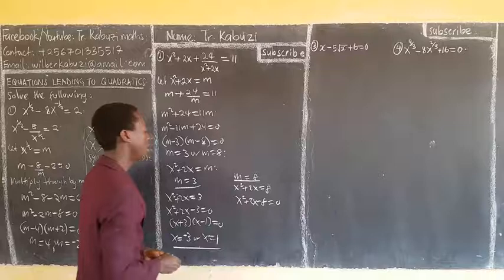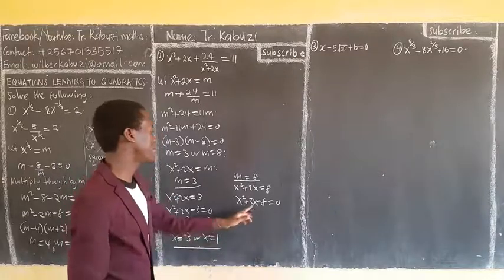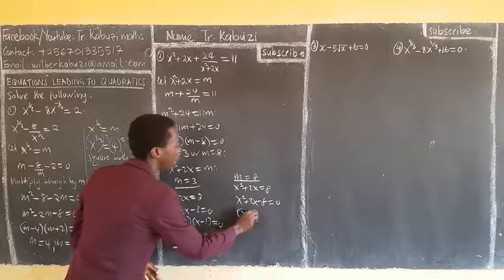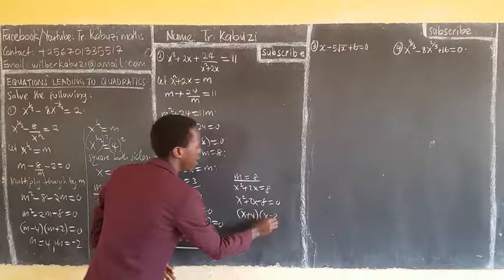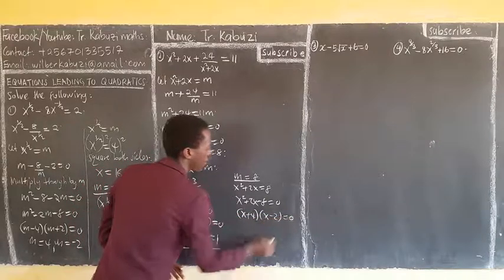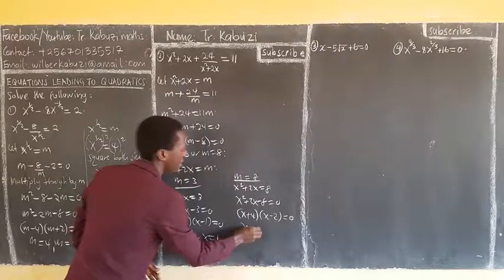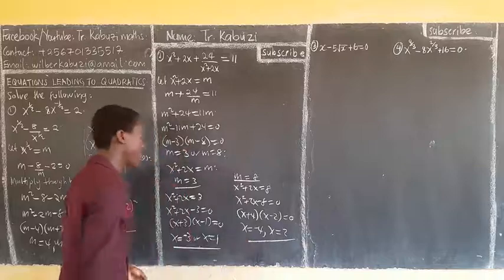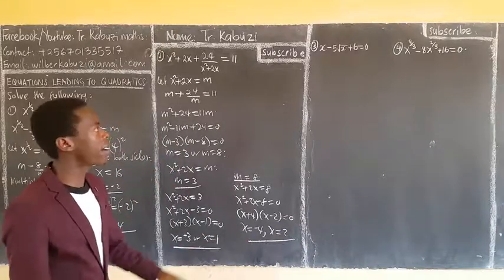Equal to 0. Two numbers that I multiply, I get negative 8, and I add, I get 2. So those are x plus 4, then x minus 2 equaling 0. So either my x is negative 4 or my x is 2. So members, that's how we handle that. Those are the values there.